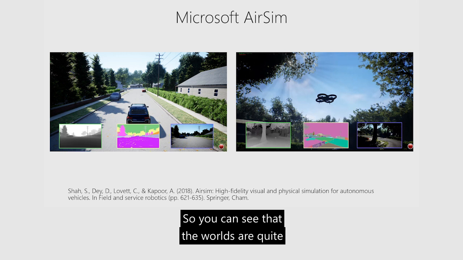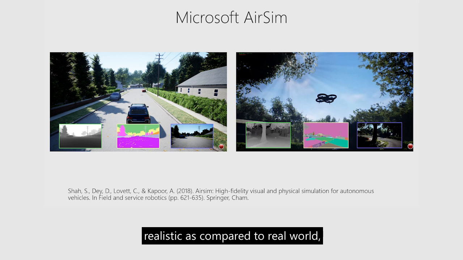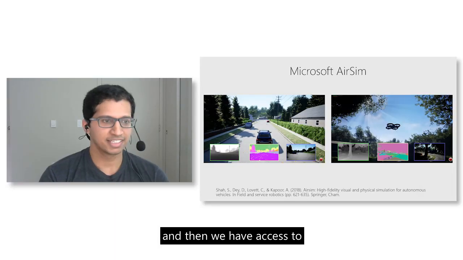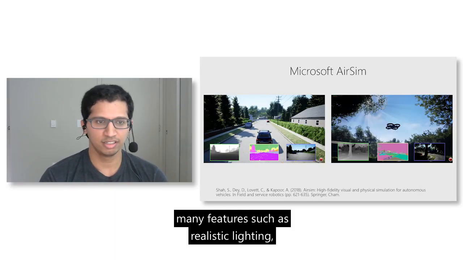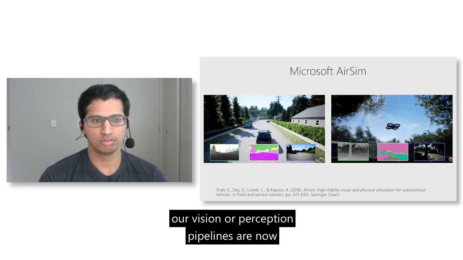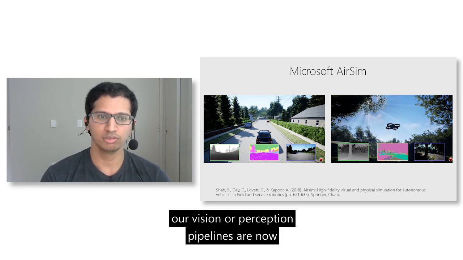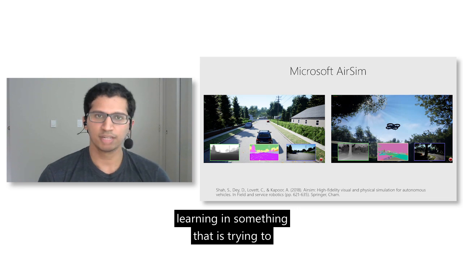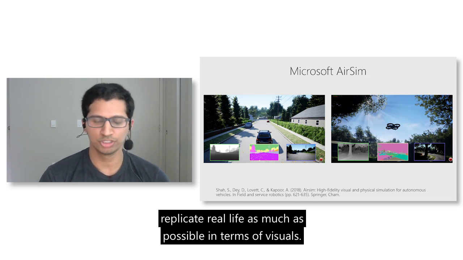So you can see that the worlds are quite realistic as compared to the real world. And then we have access to many features such as realistic lighting, high resolution textures, and so on. The advantage of all of that is that our vision or perception pipelines are now learning in something that is trying to replicate real life as much as possible in terms of visuals.